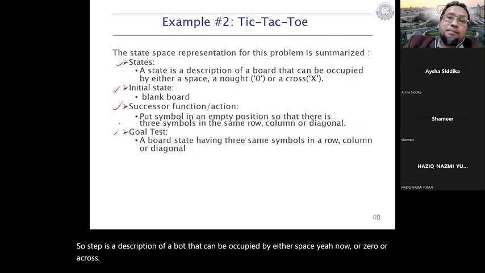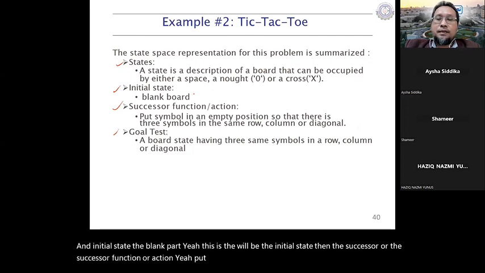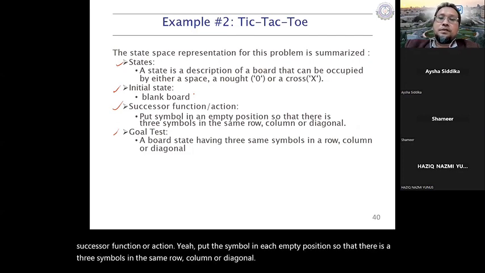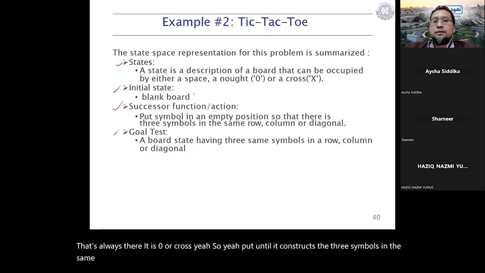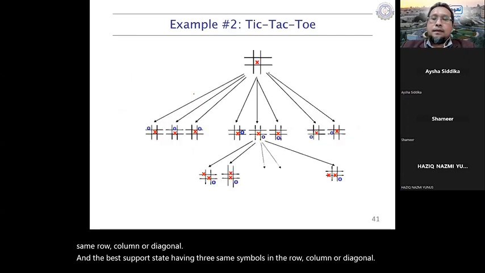The initial state is the blank board. Then the successor function or action: put the symbol in each empty position, so that there are 3 symbols in the same row, column, or diagonal, whether zero or cross. So put until it constructs 3 symbols in the same row, column, or diagonal. And the goal test is a state having 3 same symbols in a row, column, or diagonal. So this is the way.